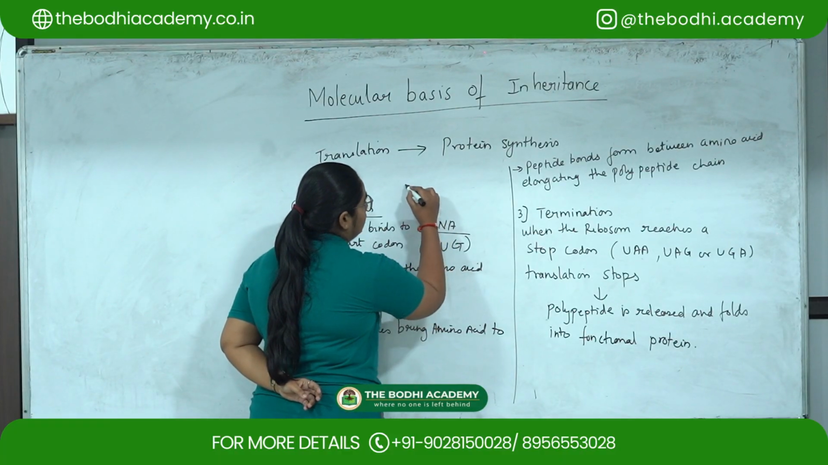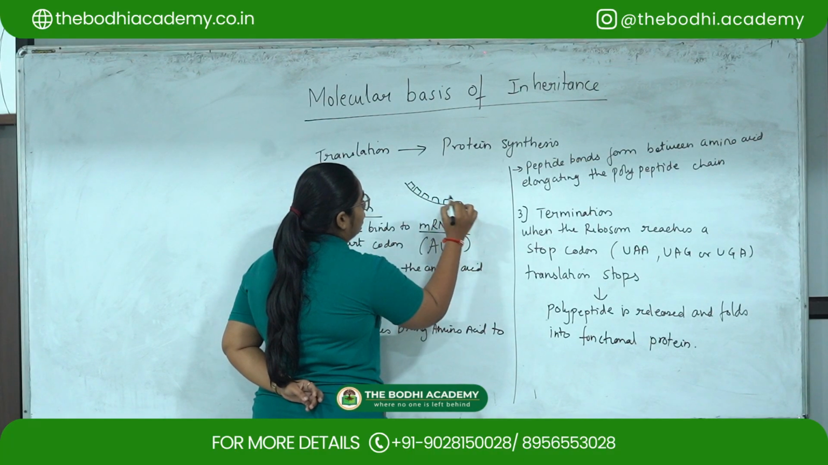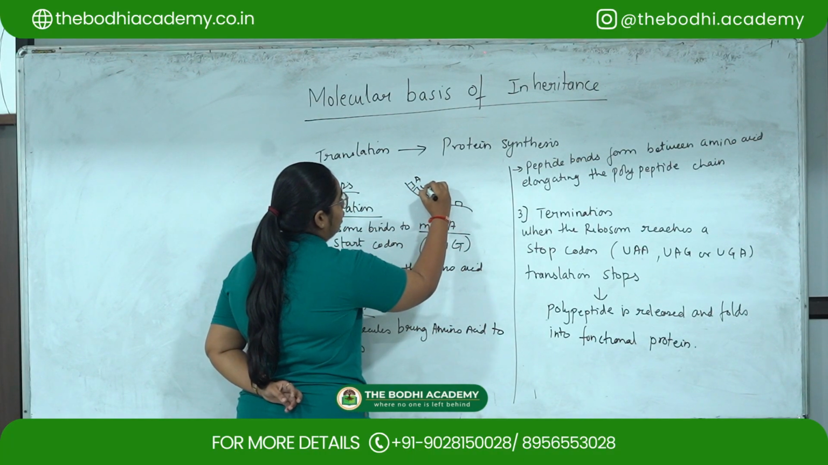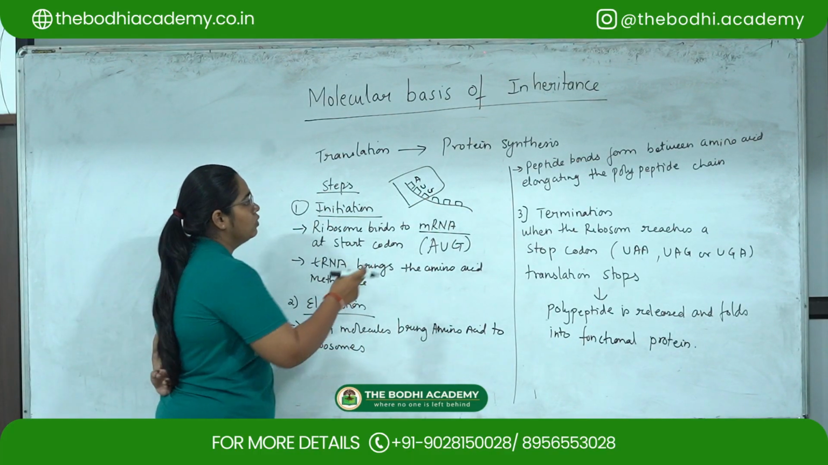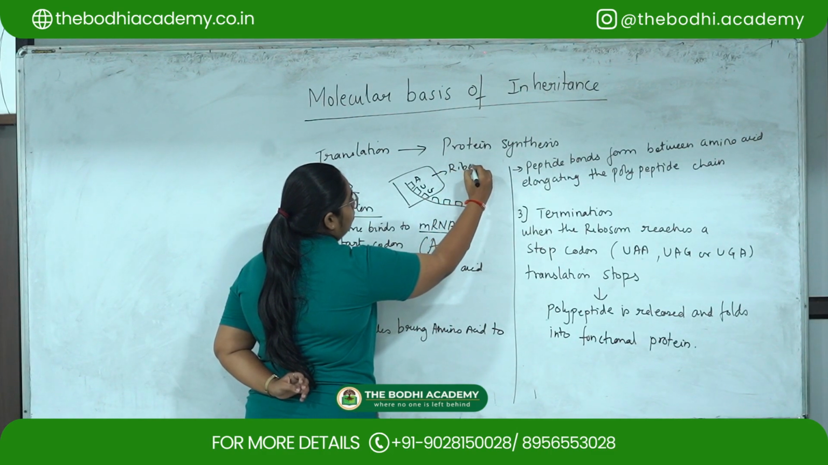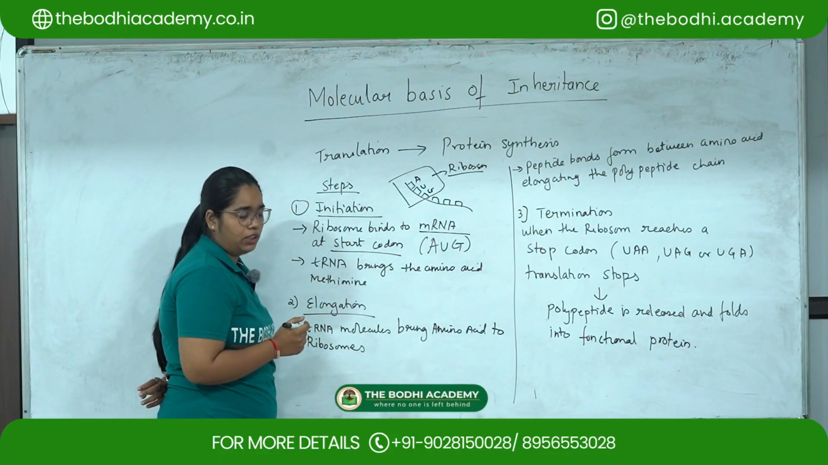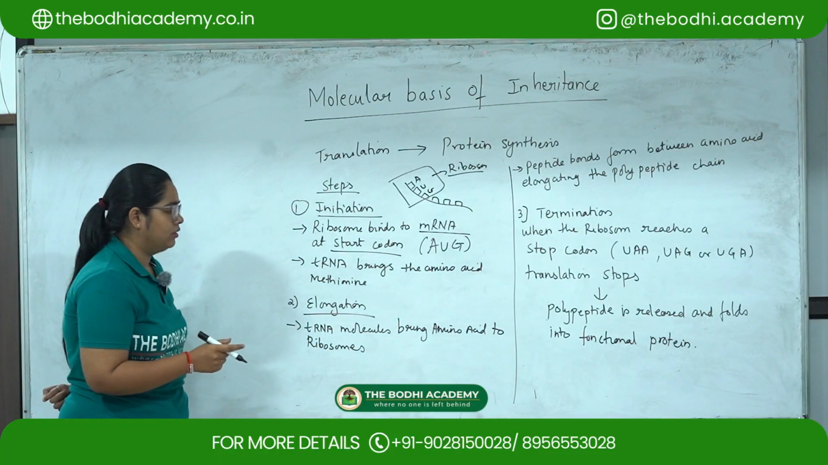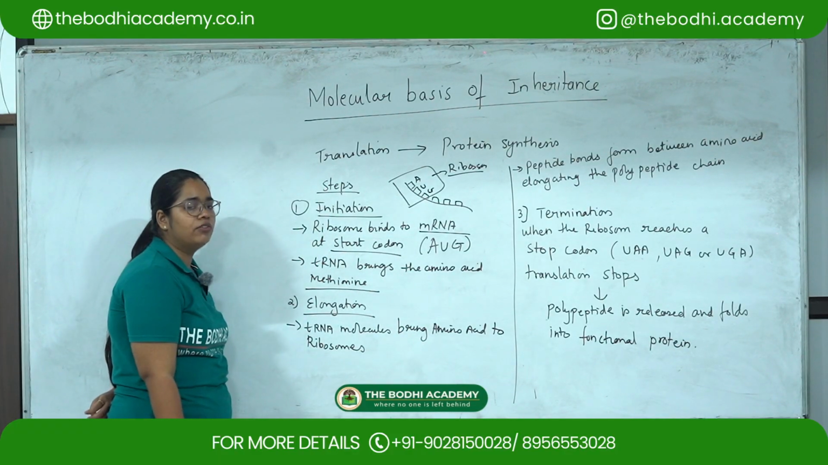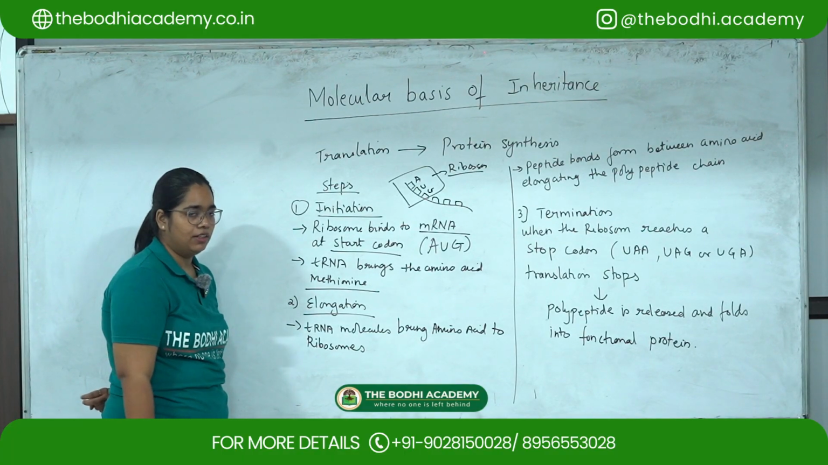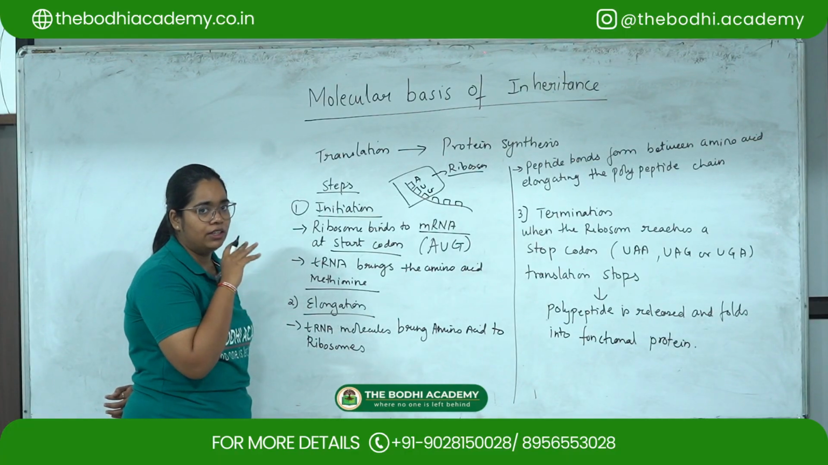So your mRNA consists of a backbone with the nucleotide bases. The start codon for this is AUG. At this point, the ribosome binds to the mRNA at the start codon, which is AUG, where the translation process starts. Then the tRNA brings the amino acid called methionine. This is the first amino acid which is required for the process of translation to start. This is the initiation, that is the starting part of the translation process.